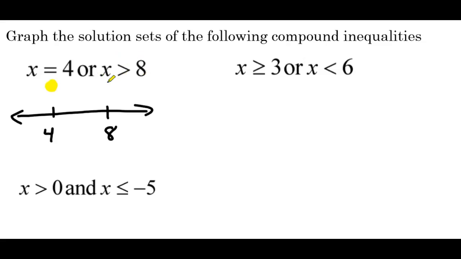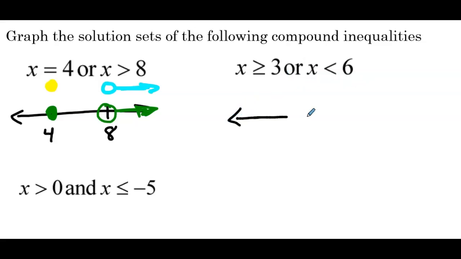And then x is greater than 8, so we have an open point and we shade to the right. Now remember, when we're dealing with an or, anything we shade above the number line is going on it. So we have the point here, and we have the inequality there. There's our solution set.